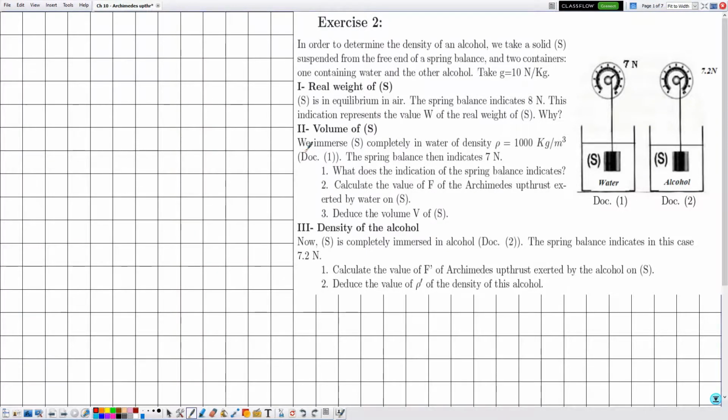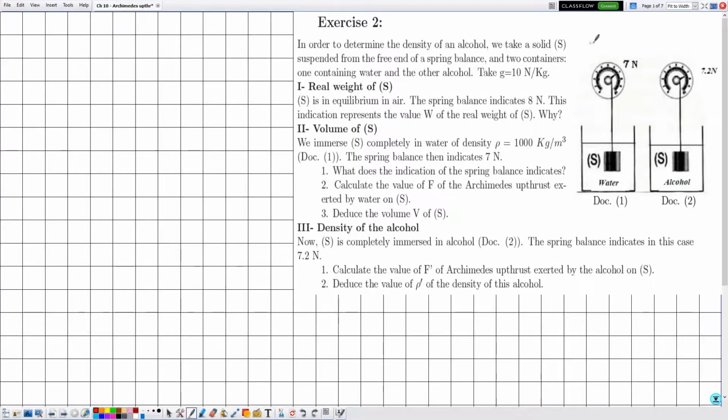Okay, hello everyone, in a new video, which is part 2 of chapter 10, Archimedes upthrust. In this one, we are going to solve exercises on what we have explained previously in part 1. So let's start with exercise number 2. Already in part 1, at the end of the video, we solved exercise number 1, and this is exercise number 2.